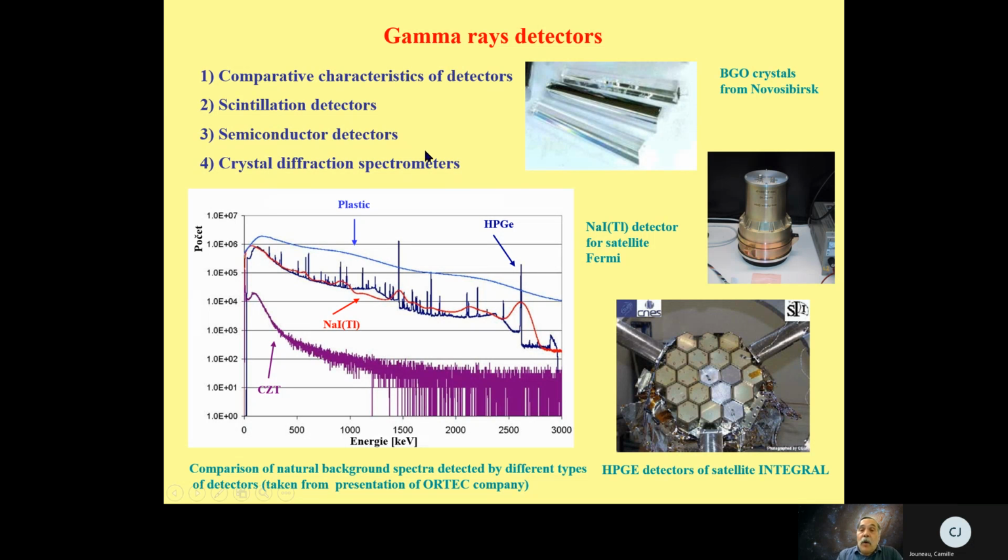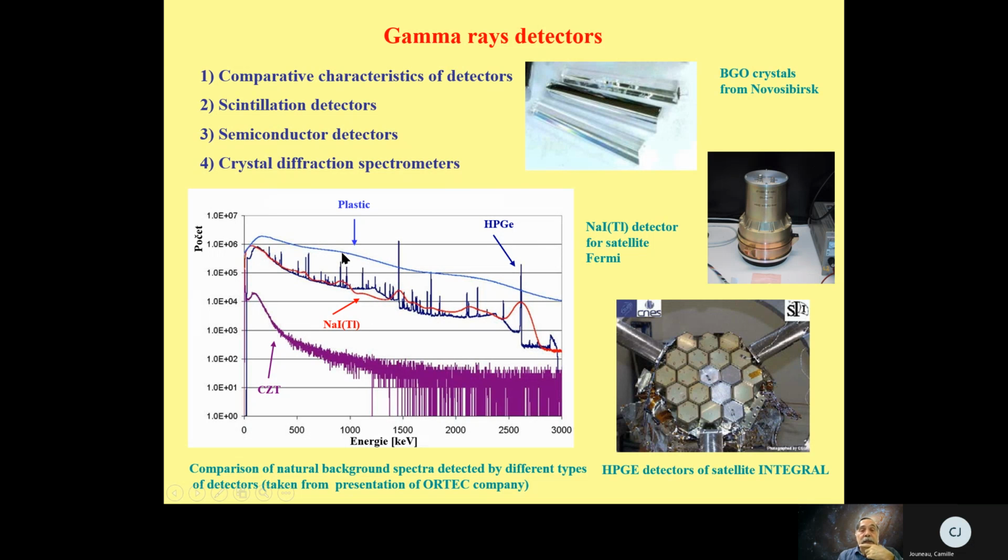Okay, here we have some examples. These are, for example, BGO crystals, which are scintillation detectors used for the detection of gamma. Here is how a detector which uses sodium iodide looks. Again, these are scintillation detectors, which are, for example, used on the Fermi satellite. Here you have germanium semiconductor detectors, and here are their spectra, and this is important.